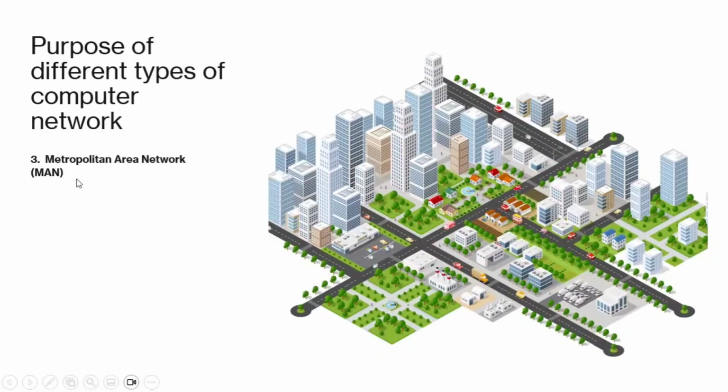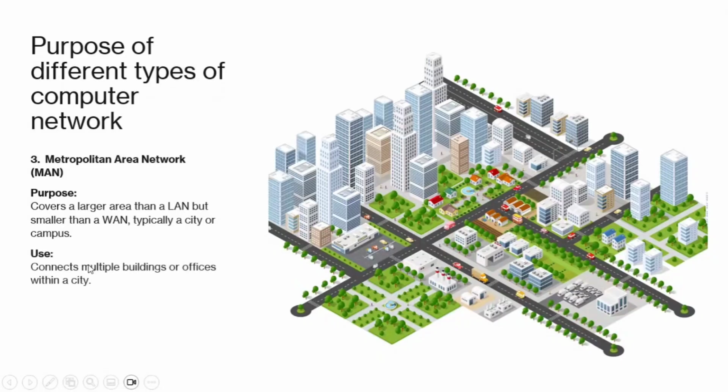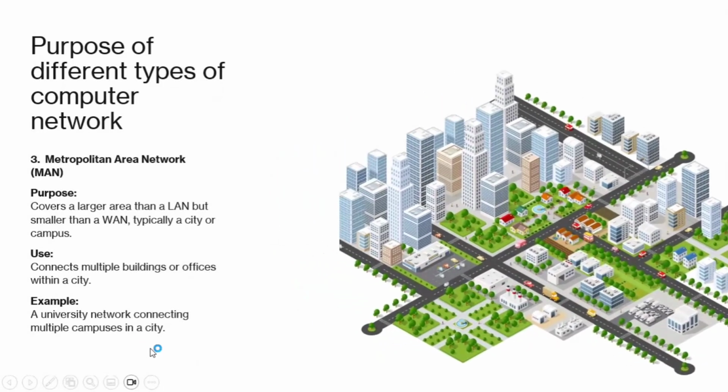The third one is the Metropolitan Area Network, also known as MAN. Its purpose is to cover a larger area than a LAN but smaller than a WAN, typically a city or campus. It connects multiple buildings or offices within a city. For example, a university network connecting multiple campuses in a city.